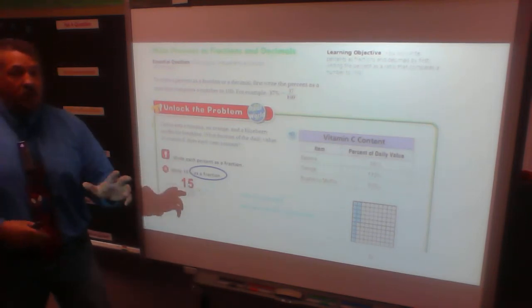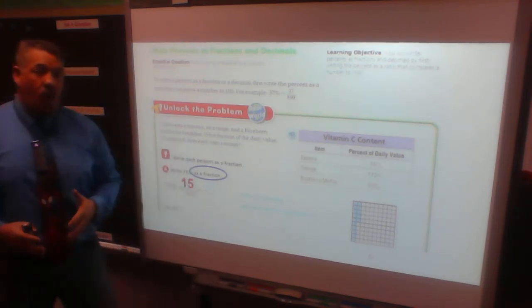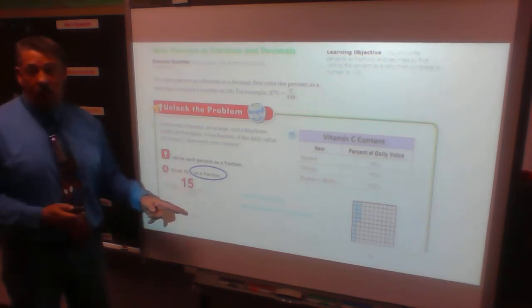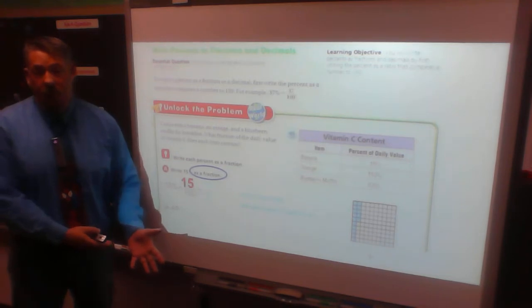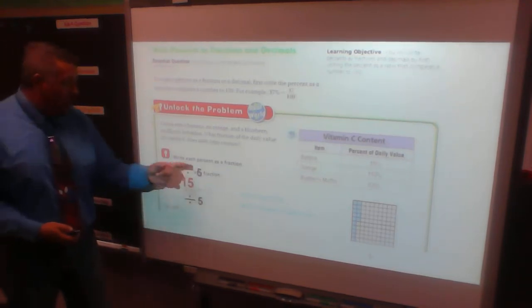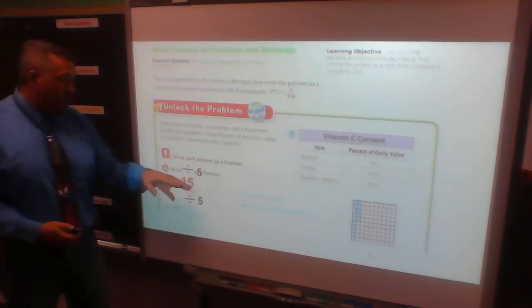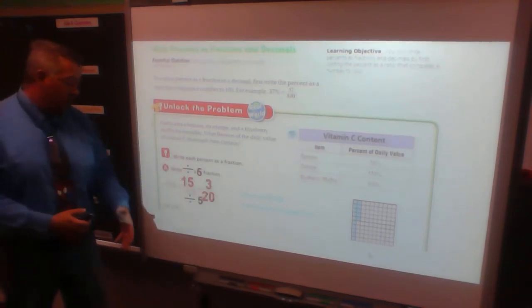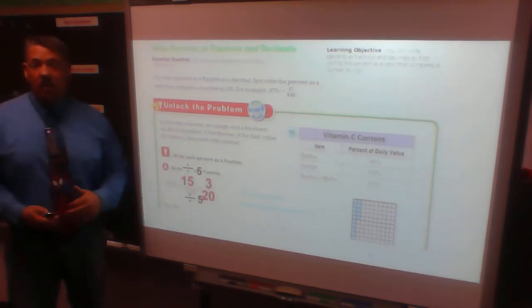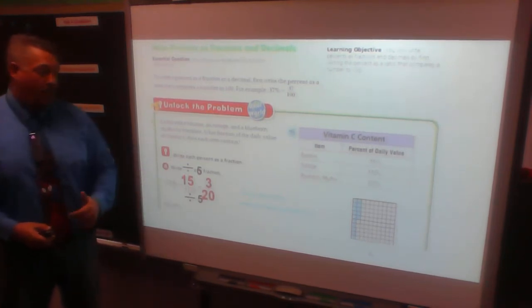We're no longer doing the ratios like we did in lesson 1. Now we're actually changing it into a fraction, which means I've got to reduce this if I possibly can. Well, what number will go into both of those evenly? Well, 5 goes into both of those evenly. So 5 goes into 15 and 5 goes into 100, so I'm going to reduce that down to 3/20. So I know 15% is 3/20 as a fraction.